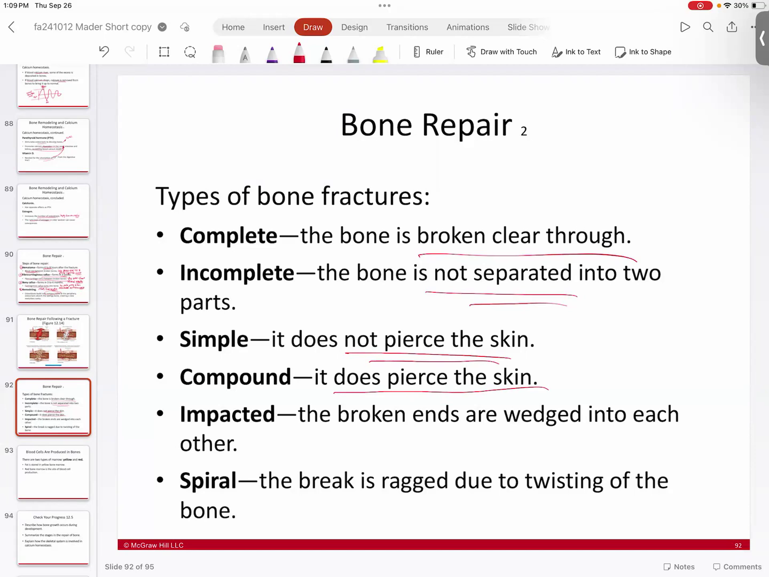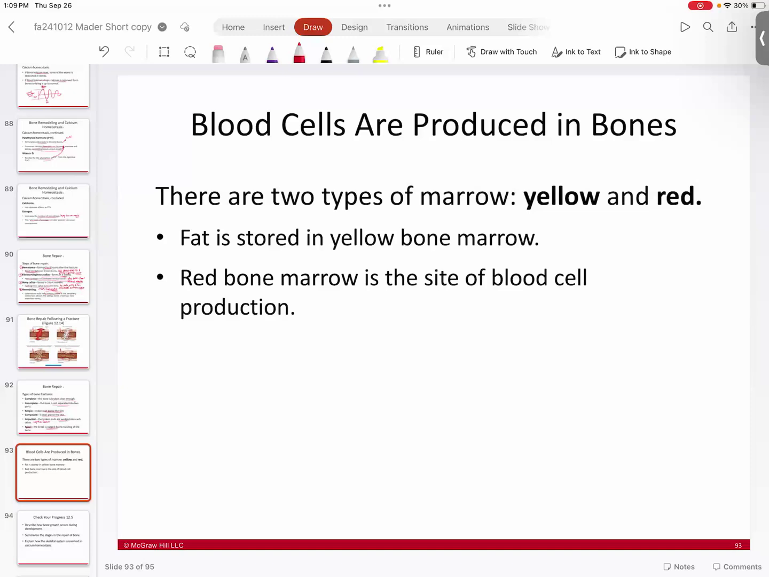It can be impacted, where the ends are wedged into each other. These are like compression fractures, oftentimes. Or it can be spiral, where the ends are kind of ragged, a twisting kind of break. But ultimately, there's a lot of different types. So if you get into orthopedics, you'll learn more ways to classify bone breaks, but those are the major types of bone breaks that we have.